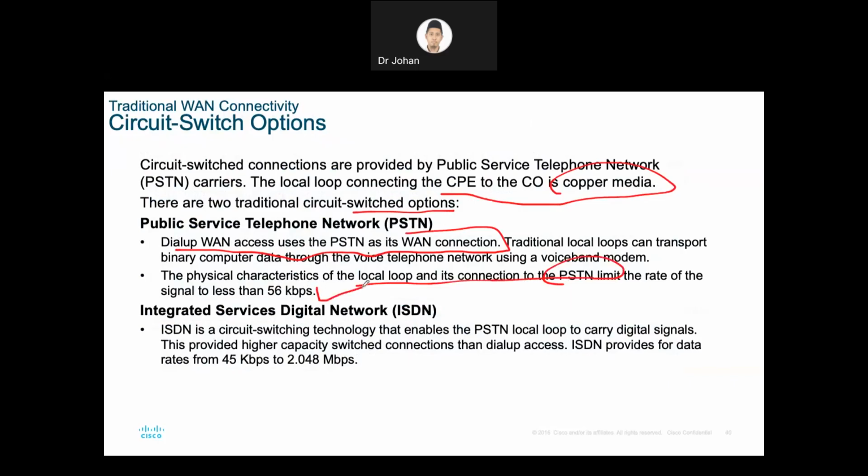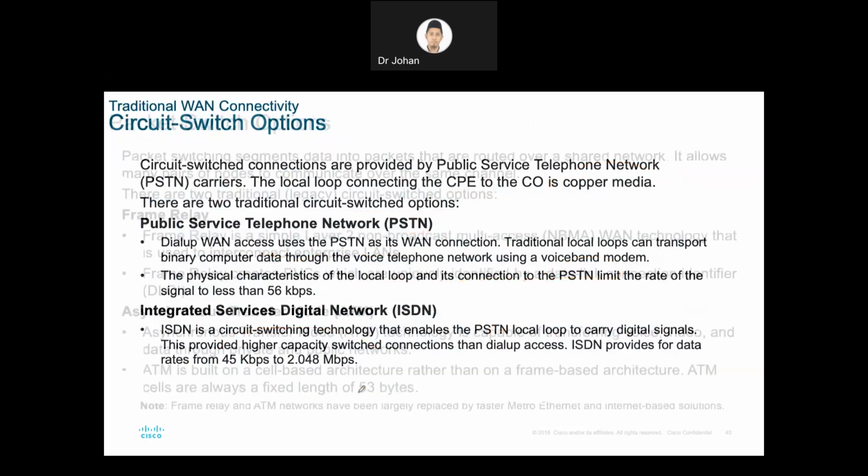And ISDN is a circuit switched technology that enables the PSTN local loop to carry digital signals. This provides higher capacity switched connections than dial-up access. ISDN provides data rates between 45 kilobits and 2.048 megabits per second.